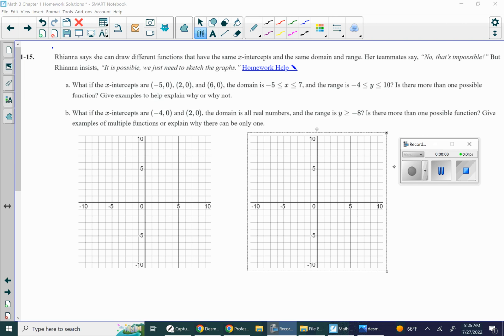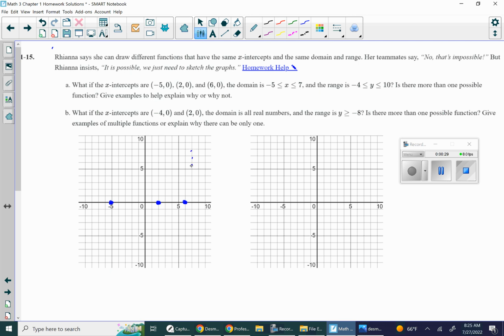CPM, problem 1-15. We're being asked basically if you're given certain specs, if there are more than one possible function that could fit those specs. So for problem A, it's asking us what if x-intercepts are (-5, 0), that is right here, (2, 0), and (6, 0). And what if the domain is -5 ≤ x ≤ 7?